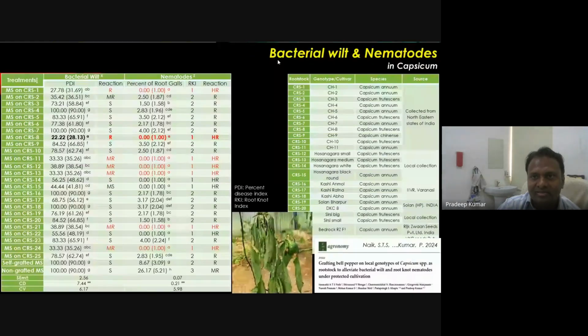Another study was on bacterial wilt and nematode complex under field conditions, particularly for capsicum. Different rootstocks and different genotypes were used as rootstock.